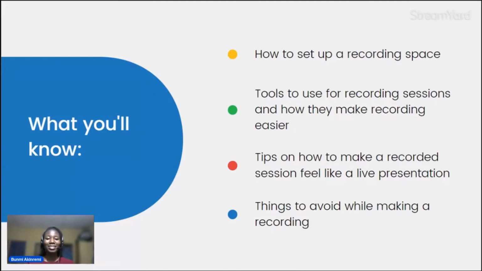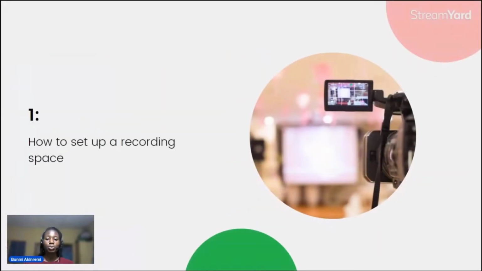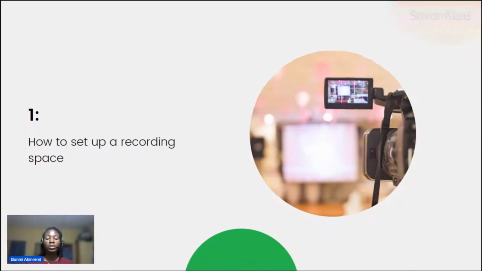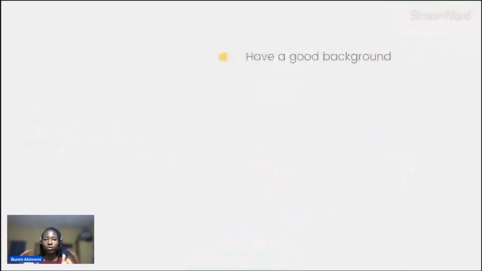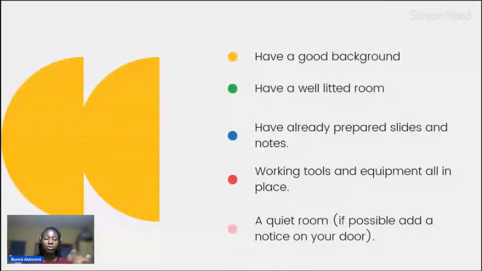So let's get started, with how to set up a recording space. The first thing is that you should have a good background. First things first, you can use a background like mine, blurring out your background, or you can use your kitchen. You can use a plain background, a white background. If you have a light background, you can use black, whatever. Just make sure that it's actually a good background.